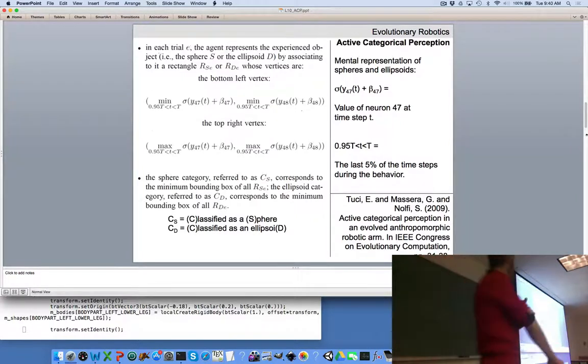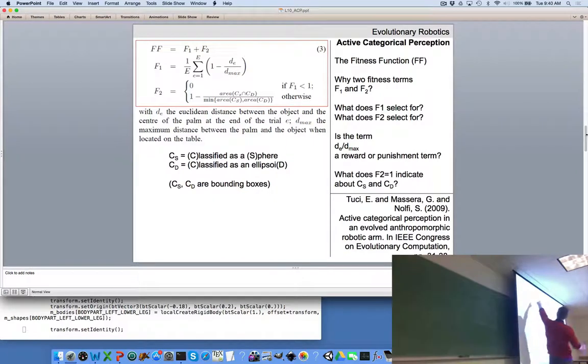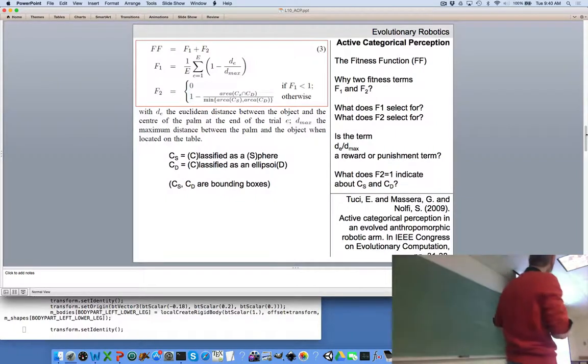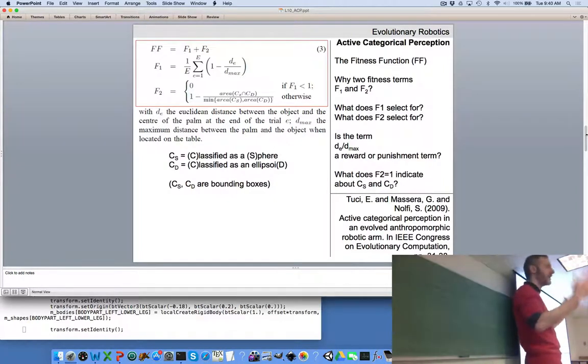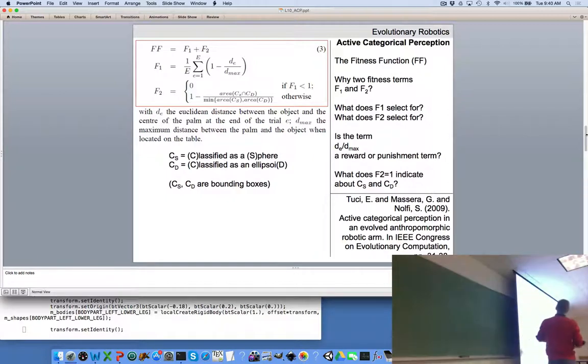Okay, so here we go. Here's our fitness function, FF. It's made up of F1 plus F2, so there's two terms. Let's have a look at these two terms. Let's start with F1, that's a little bit easier. We're going to do a summation over all the E's here. So these are all the 16 environments or evaluations, if you like, that we present to the robot. And we're going to sum up 1 minus D sub E over D sub max.